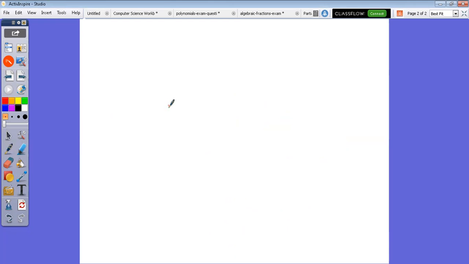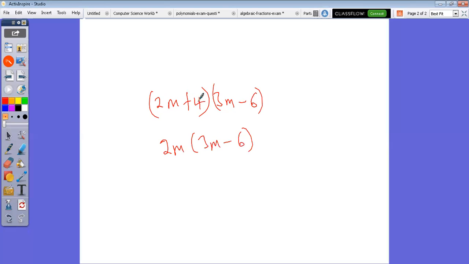Now let's say I have 2m plus 4 brackets 3m minus 6. So to do that, you now know 2m multiplies that bracket, so we collapse one of them. 2m brackets 3m minus 6. Then plus 4 multiplies everything in that bracket, so plus 4 brackets 3m minus 6. Now, can someone expand this for us? What do you get here?